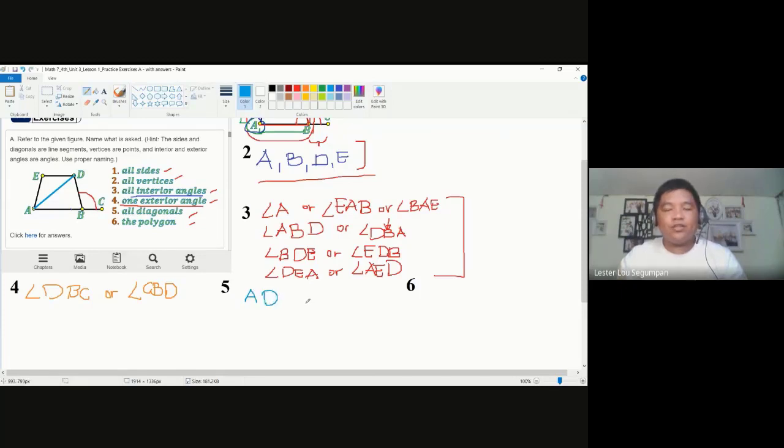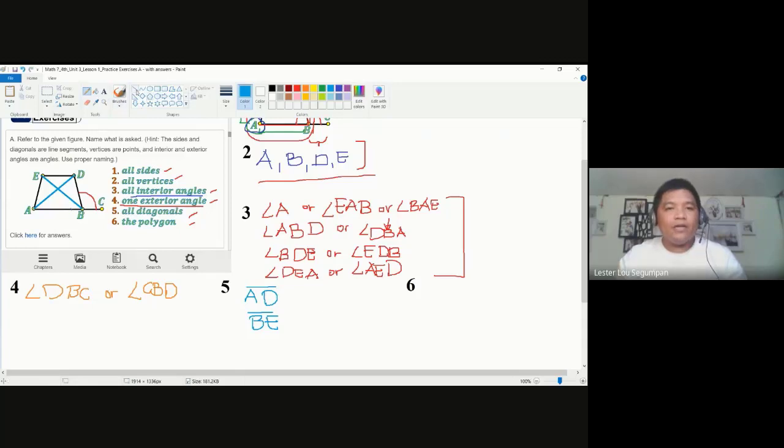The name for that diagonal is diagonal AD. And per definition, it's a line segment, so we use this notation to label it properly. The second possible diagonal that we could draw here is by connecting the non-consecutive vertices B and E. The name for that diagonal is diagonal BE or EB. It's okay to interchange them. Just make sure to use this notation to denote a line segment.